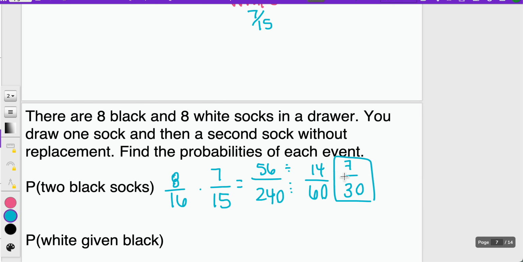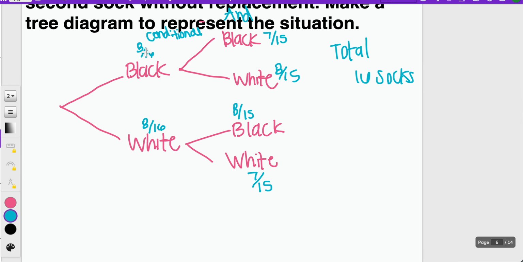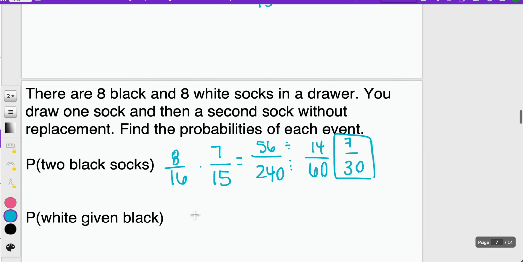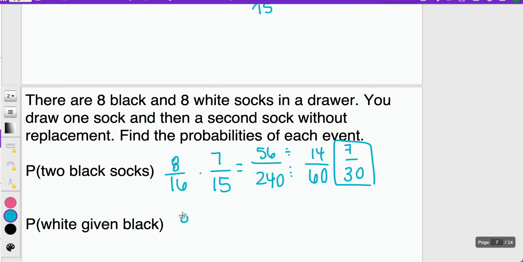How about a black and a white sock? Well, let's look here. Black and white. Black was 8/16, white was 8/15. So a black sock and then a white sock. So 8/16. Or sorry, white then given black. I'm going out of order here. So that one would be white and then black.